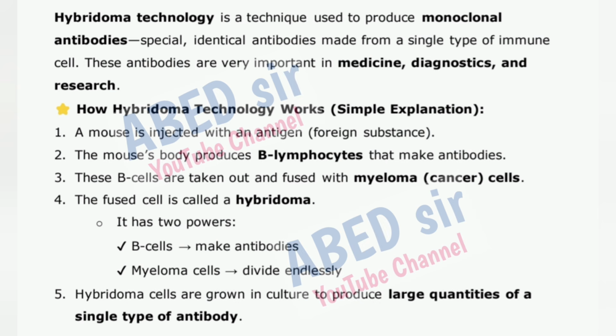2. The mouse's body produces B lymphocytes that make antibodies. 3. These B cells are taken out and fused with myeloma, cancer cells. 4. The fused cell is called a hybridoma. It has two powers. B cells make antibodies. Myeloma cells divide endlessly. 5. Hybridoma cells are grown in culture to produce large quantities of a single type of antibody.